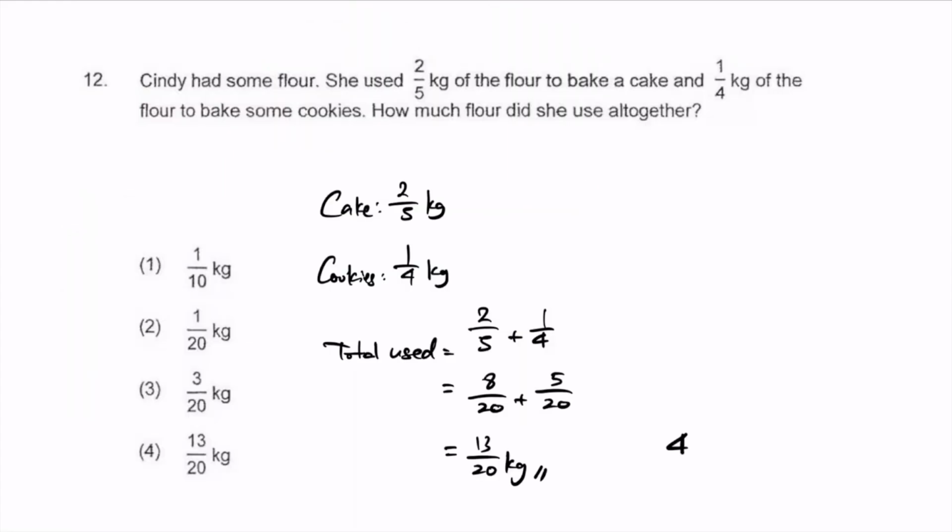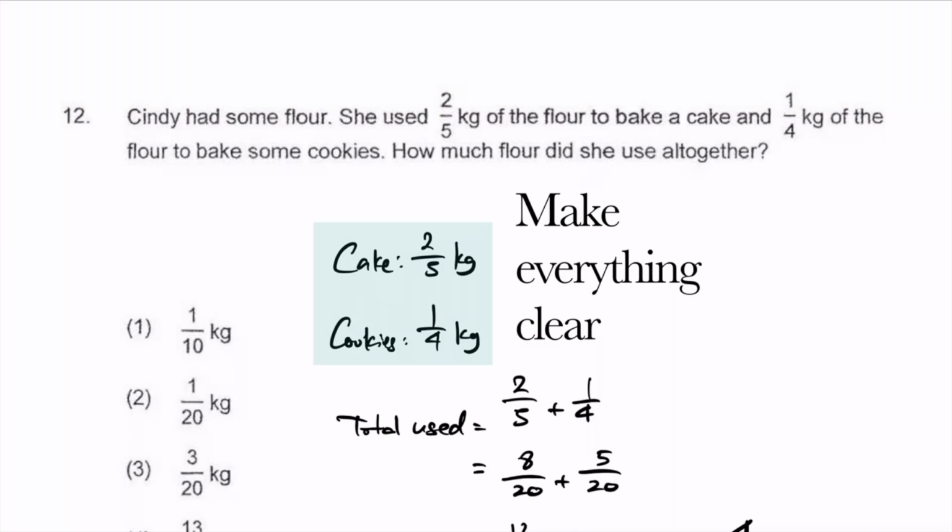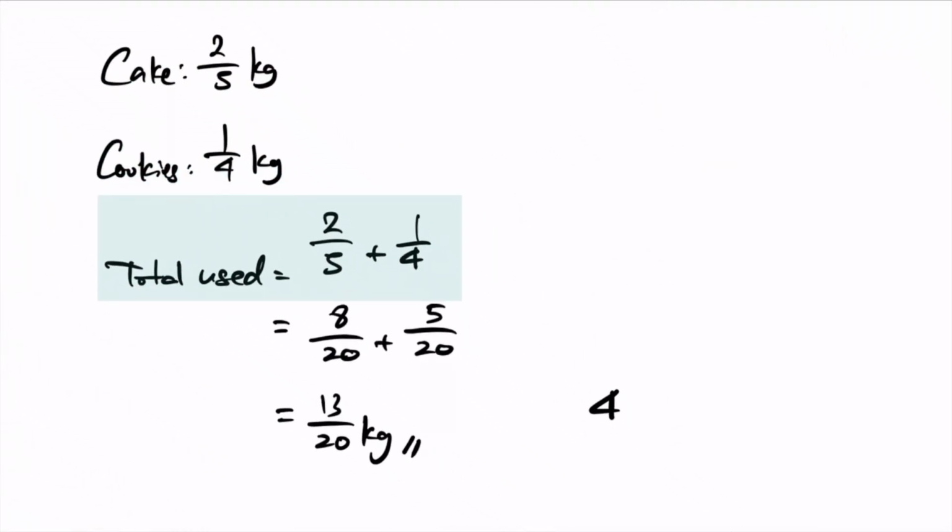So we have fractions here. We are going to make everything clear first. So 2/5 kilograms of flour was used to bake a cake. 1/4 kilograms used to bake cookies. Question, how much flour did she use altogether? Well, what's used? The total here being used.